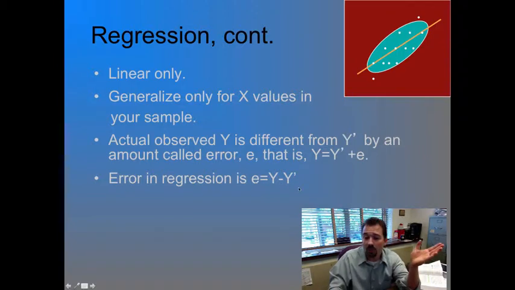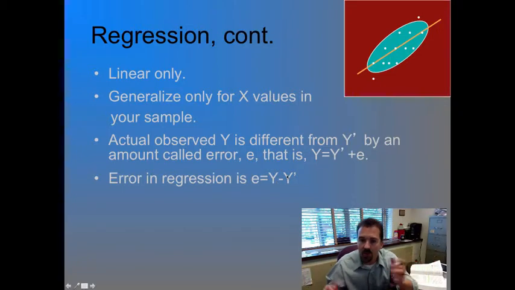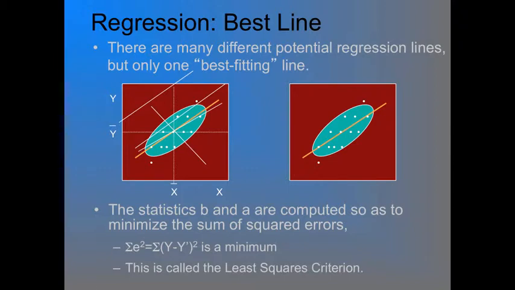Let's say the student had great ACT scores, so you're predicting that they'll have a 4.0 GPA. Your 4.0 is your Y prime, but let's say they end up with a 3.9. Then your error is the difference between those. It gives you an idea of what the error is, the fact that your prediction is never going to be perfect. In regression, it's important to realize that there are an infinite number of potential regression lines, but there's only going to be one best fitting line.